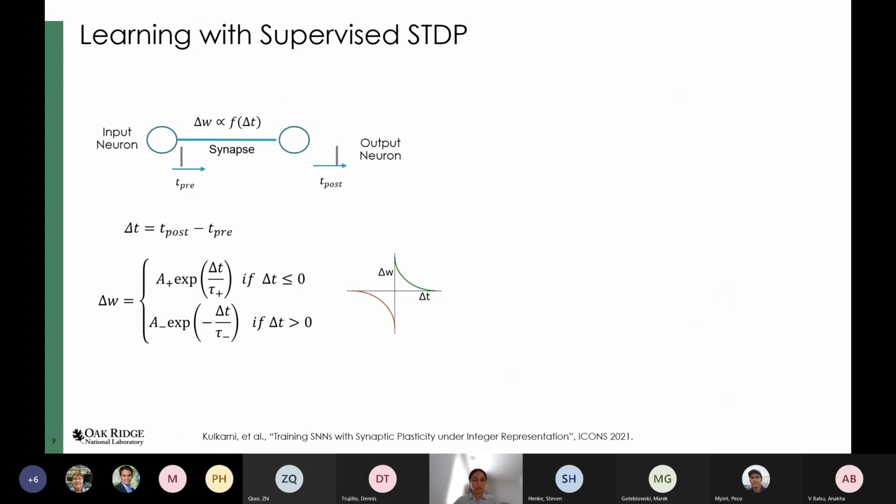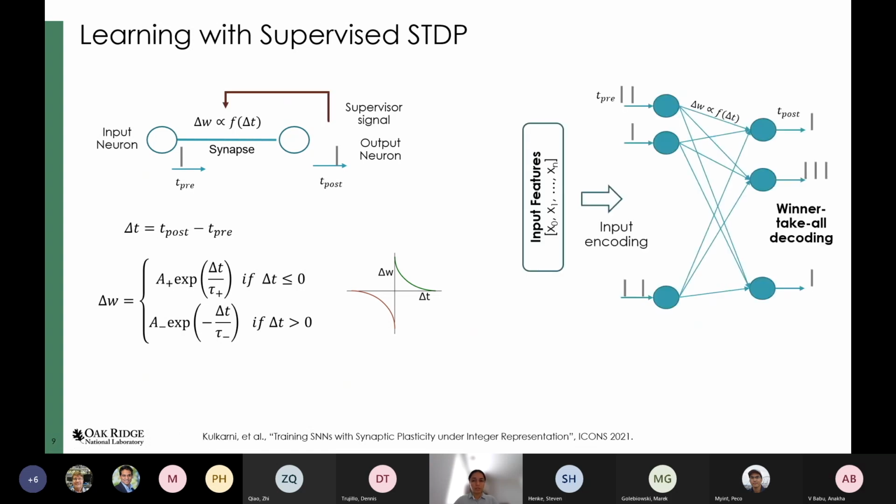The basic spike timing dependent plasticity, or STDP rule, operates by looking at the precise timing of the spikes coming from the input and the output neuron of a particular synapse. The incremental update for that synaptic weight is a function of the time difference between the pre and the post synaptic spike times. This is the most commonly used weight update kernel, which is exponentially dependent on the timing difference between the two spikes.